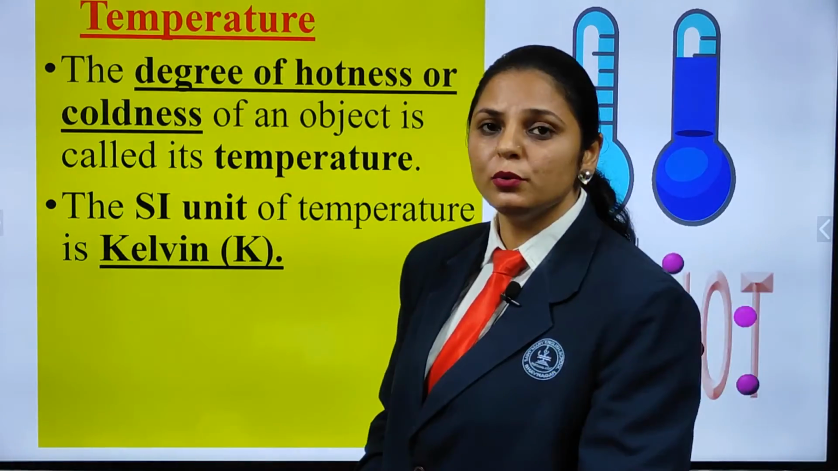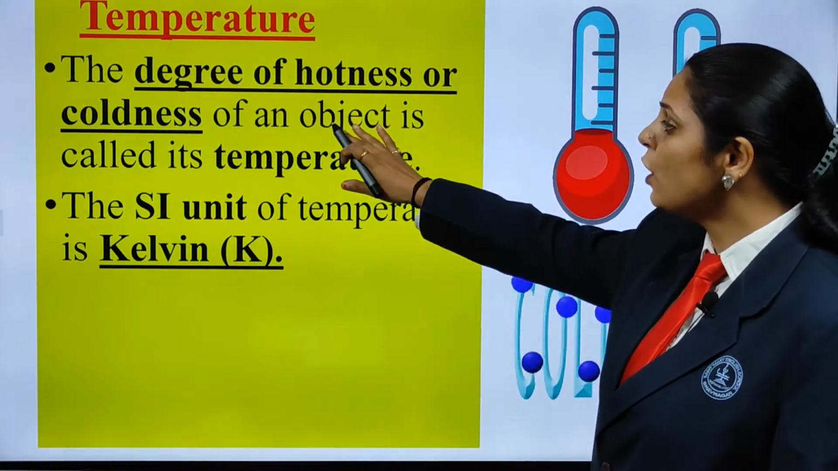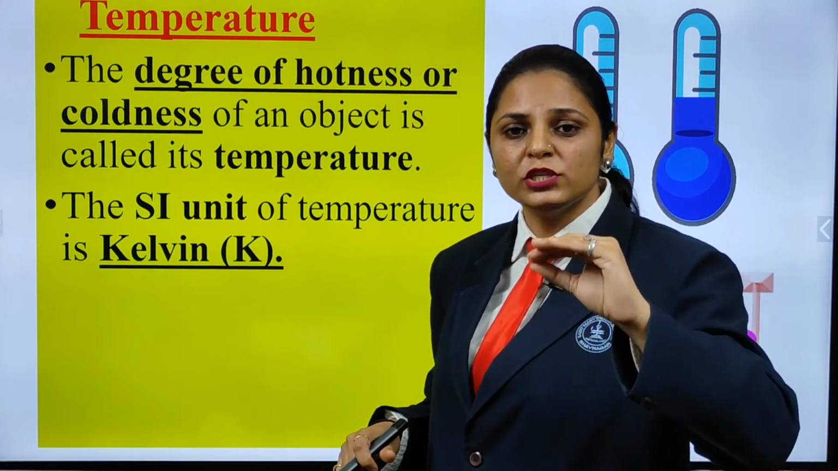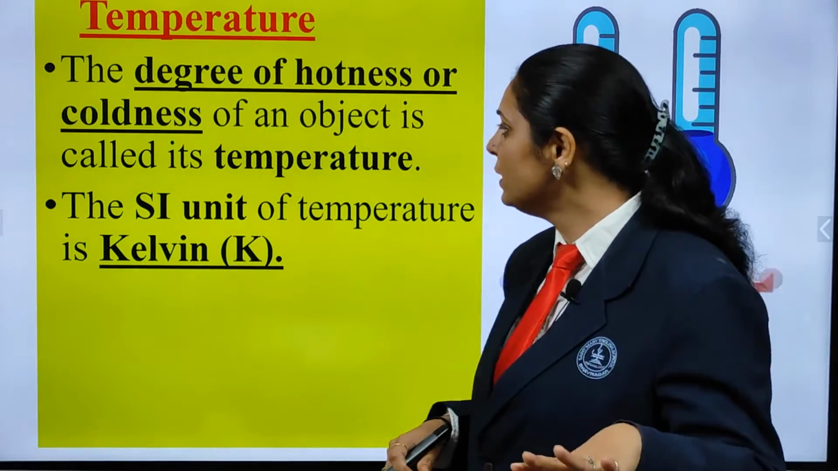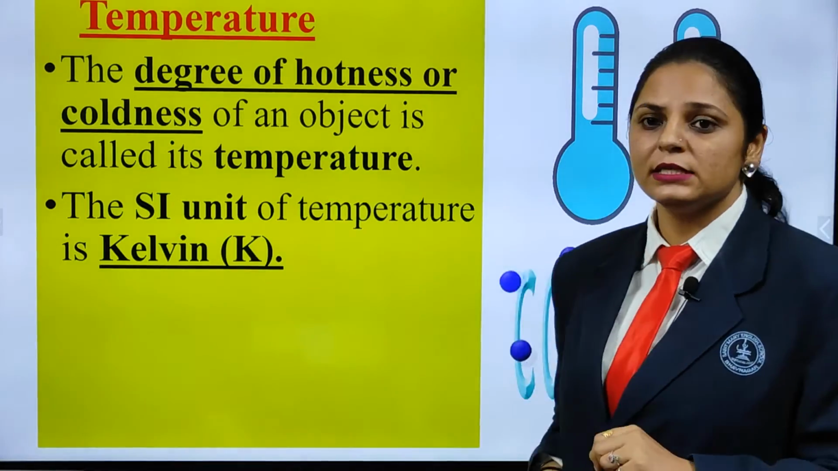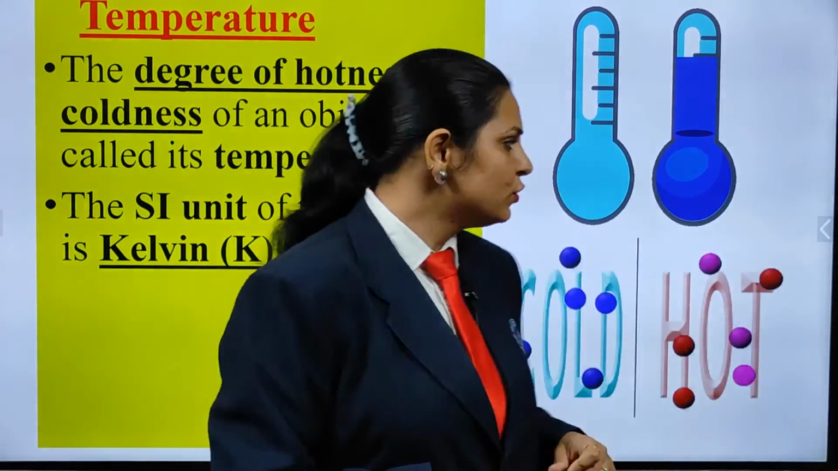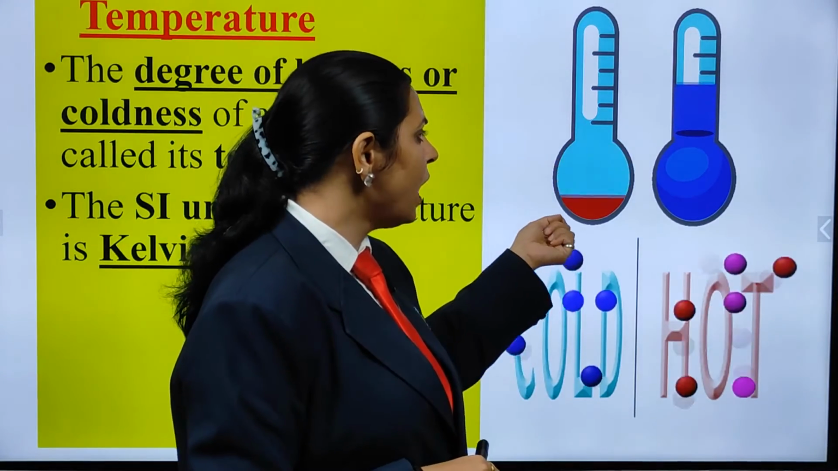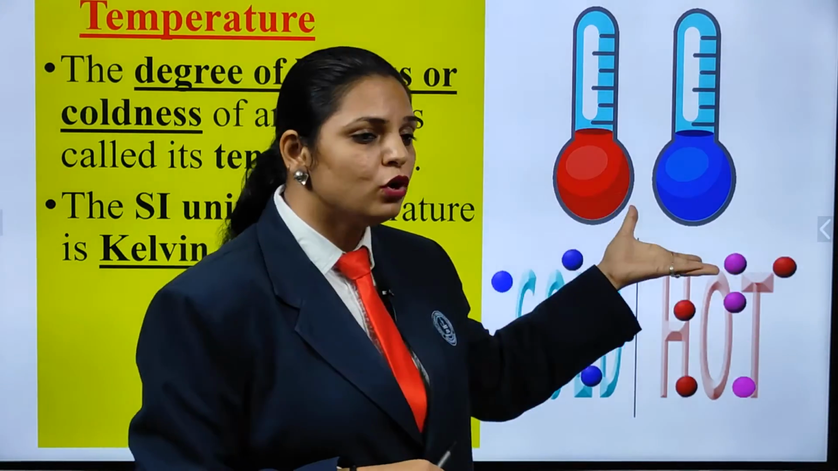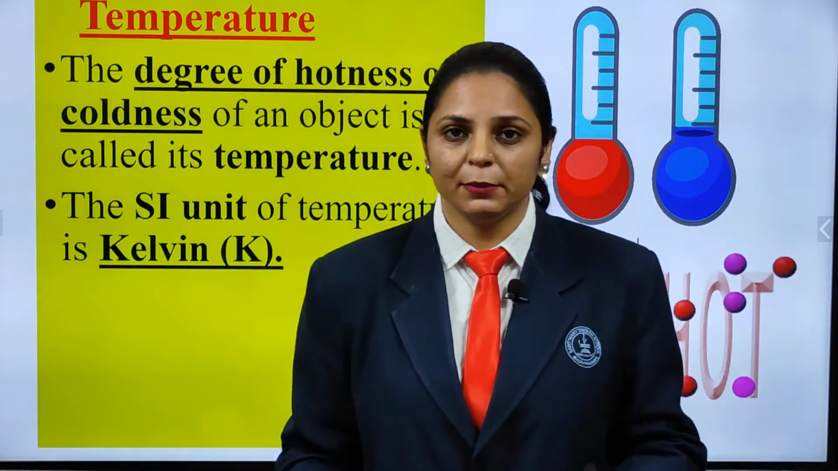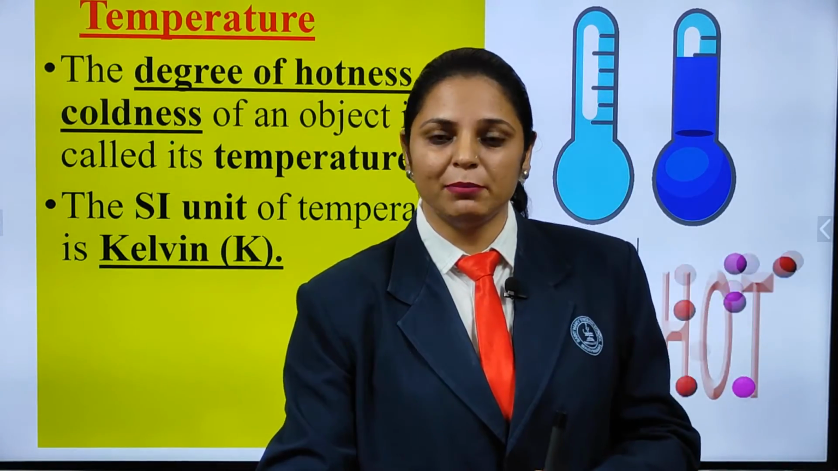And how can we do it? See, the degree of hotness and coldness, how much hotness or coldness a substance or object possesses, is known as the temperature. And the SI unit is Kelvin. Here you can see how the hot object and the cold object, due to the movement of the molecules, possess different temperatures. So temperature is a reliable measure.